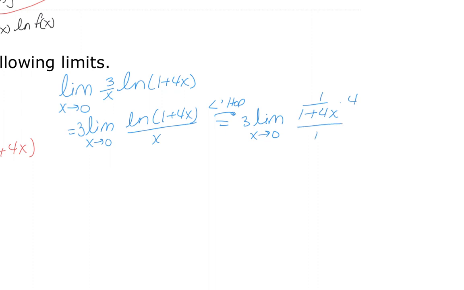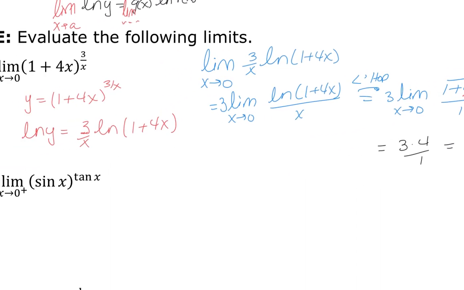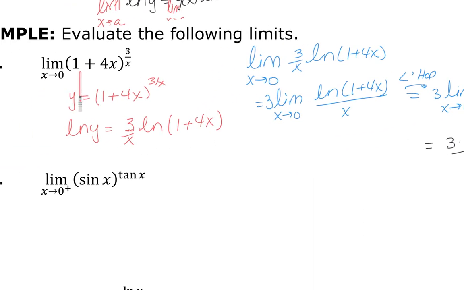Now I can do a direct substitution. As x goes to 0, this becomes 0. So I'm just going to end up with 3 multiplied by 4 all over 1, so it's 12. But that's not my answer, remember? Because I started out with this.